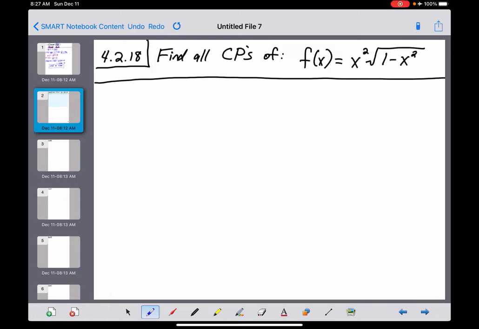Number 18 in 4.2 is asking us to find all the critical points of this function right here. f of x is equal to x squared times the square root of 1 minus x squared. So we're going to dive into that pretty directly here.